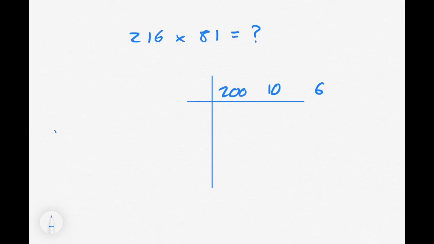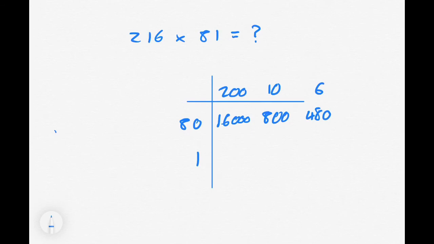We do the same with the 81. There'll only be 2 this time, though, because we've got the tens column, which is 80, and we've got the 1, which is 1. So now we times them together. 80 times 200. Well, 8 times 2 is 16, and we've got 3 zeros left over. 80 times 10. Well, 8 times 1 is 8, and then we have the 2 zeros left over. 80 times 6. Well, 8 times 6 is 48, and then we've got the 0 left over.